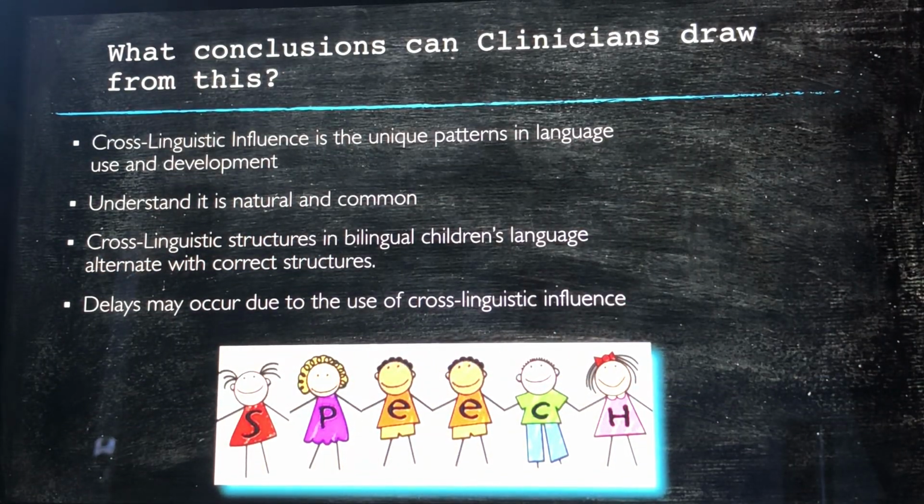What conclusions can we draw from this? Cross-linguistic influence is a unique pattern in language use and development. It is not a sign of general confusion, and it is not necessarily a target for correction or remediation. We must understand that it is natural and common. Cross-linguistic structures in bilingual children's language alternate with correct structures in dual language learners. Delays may occur due to this cross-linguistic influence, so it is important to distinguish whether it is a problem due to this, or if there is an underlying issue in speech or language.